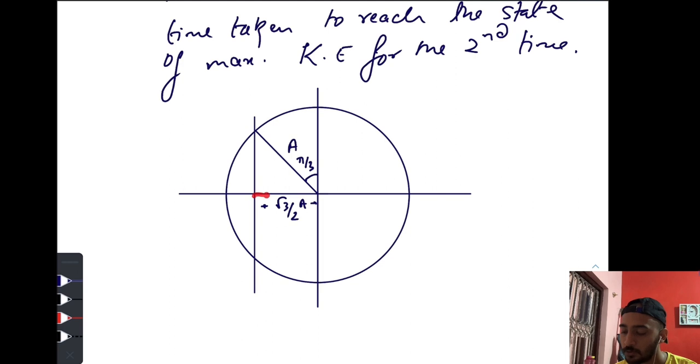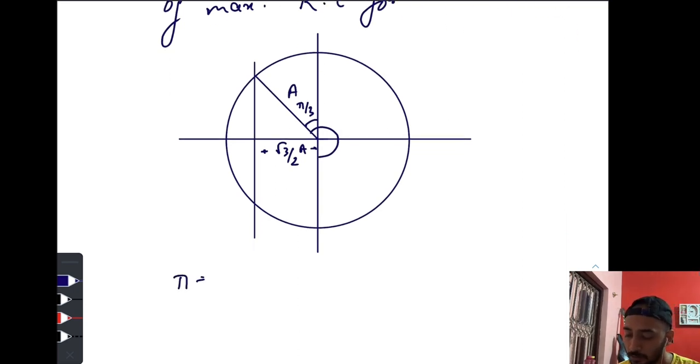So the particle goes to the mean position for the first time, the extreme point, and again the mean position for the second time. Okay, so that means this whole radius vector rotates from here to here. So basically we need this angle, and this angle is pi plus pi by 3.